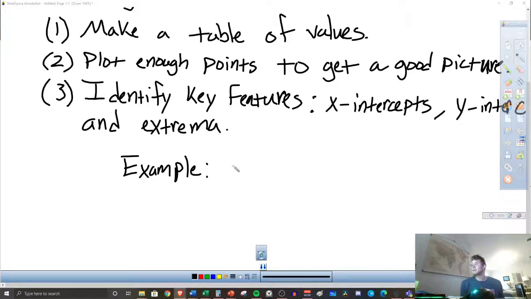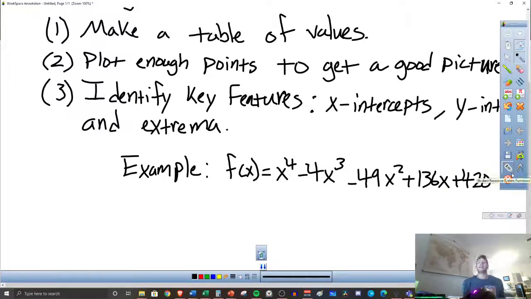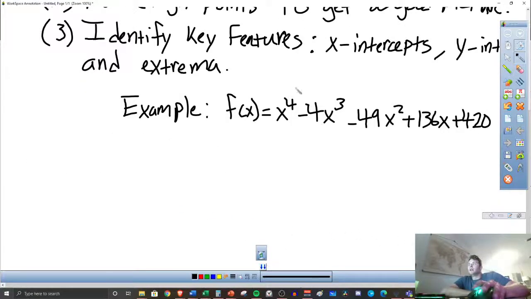But let's consider graphing this function: f of x equals x to the 4th minus 4x to the 3rd minus 49x squared plus 136x plus 420. All right, so that is a very complex looking function. So write that down, and we're going to follow these steps.